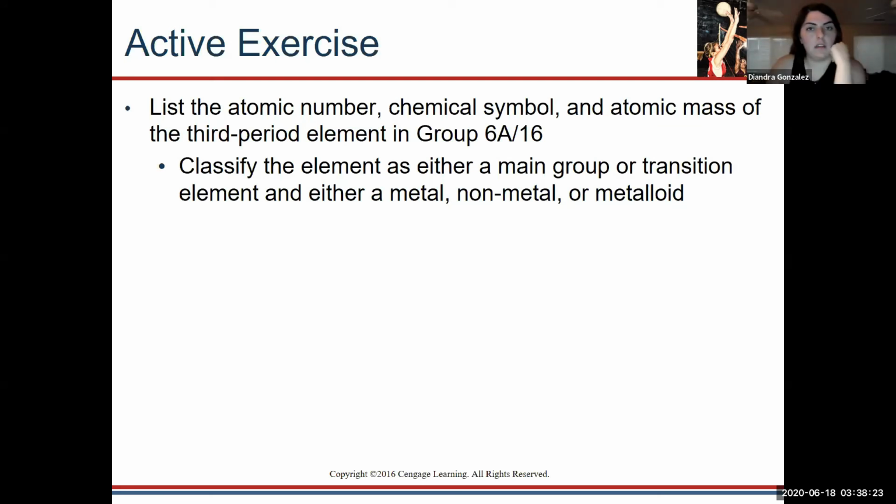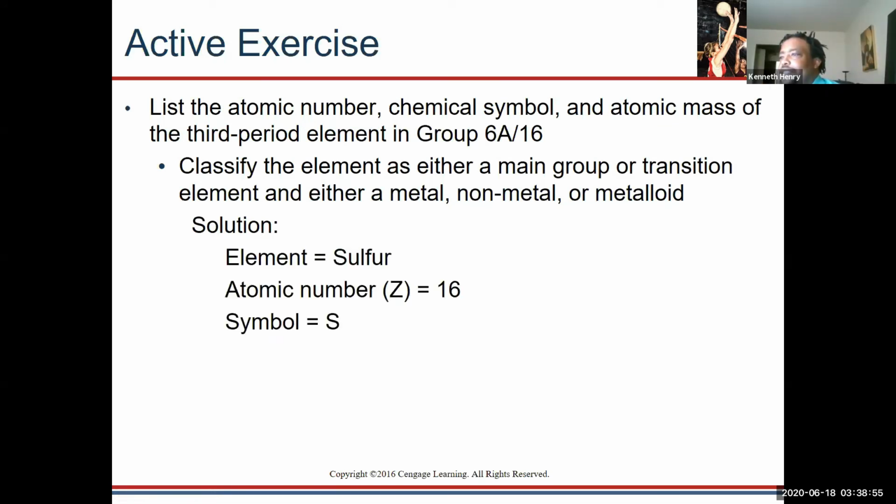So the atomic mass would be 32.06? Yep. You guys will have some slight variation depending on the periodic table that you use, so don't get too hung up on that. Is it a metal or non-metal or metalloid? Sulfur is a non-metal. Piece of cake.